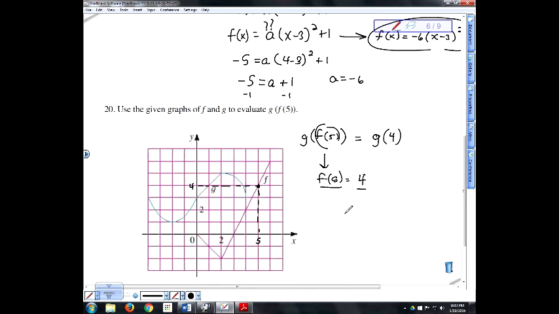So now on the g function, 1, 2, 3, this is 4. On the g function, it's not super clear, but the graph does continue to go all the way down to that point. So 4, comma 3. So g of 4 is equal to 3. So the original g of f of 5 is equal to 3.